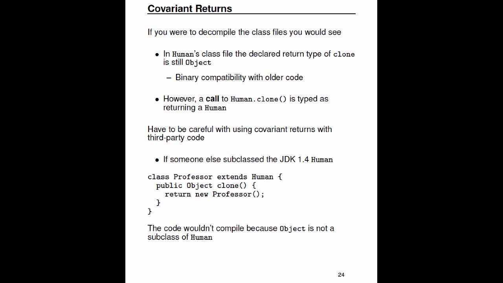Now, I was curious about how covariant returns were implemented, so I decompiled the class, and I found some kind of interesting things. The class file for Human still declares that the clone method returns an Object, and this gives you binary compatibility with older code, meaning that you can mix and match. However, when you call Human.clone, the return type of the actual invocation is Human. So this is kind of interesting. Anyway, just one little last note on covariant returns.